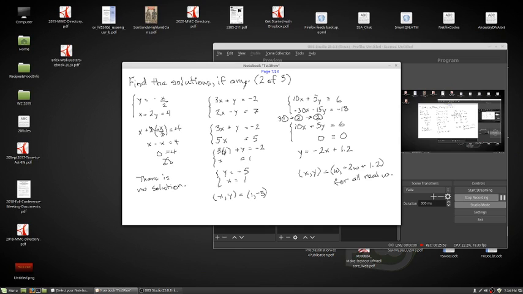So I elected just to go ahead and plug that in. 3 times 1 will give us a 3, plus y is negative 2. Subtract 3 from both sides, we end up then with y is equal to negative 5. So our answer is that (x, y) is equal to the ordered pair (1, negative 5).